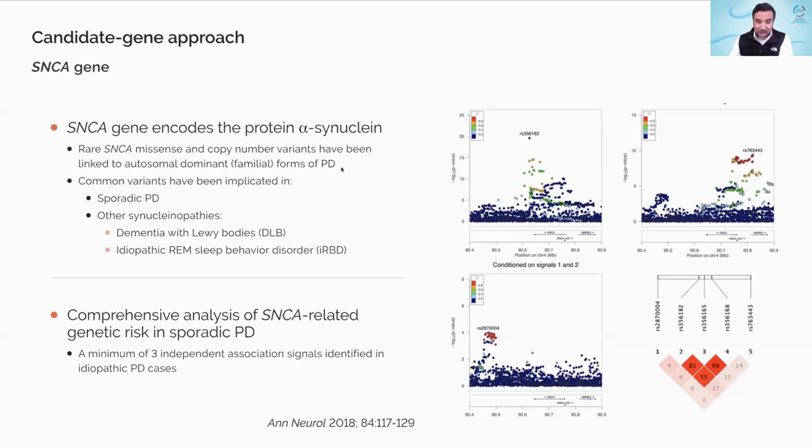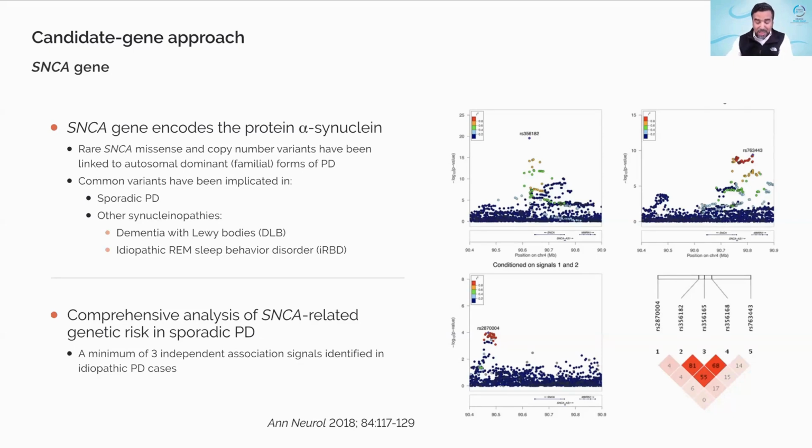But familial forms of Parkinson's disease are very rare. And what we actually see in our clinics are more sporadic cases, or what we call common forms of Parkinson's disease. So the question is, does the alpha-synuclein gene carry specific variants that are more common in the general population, not these rare variants that are responsible for autosomal dominant Parkinson's disease? The answer is yes, and we know that common variants can also be seen in other synucleinopathies, including dementia with Lewy body and REM sleep behavior disorder.